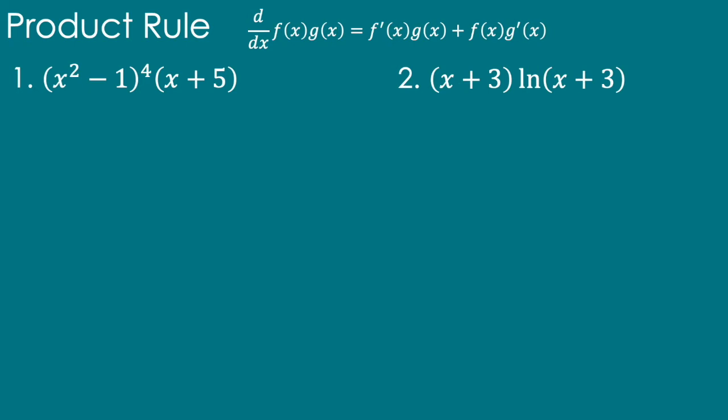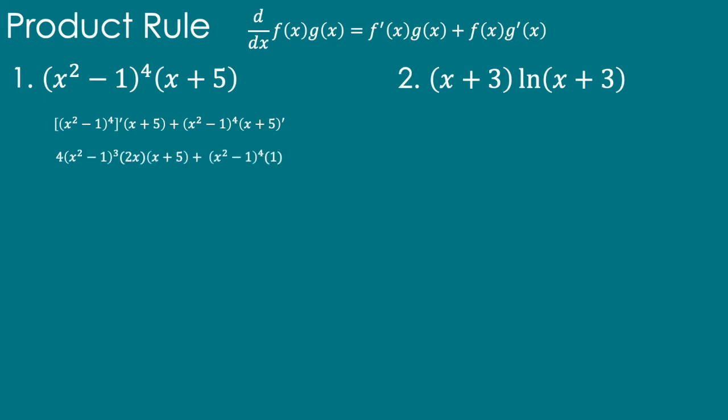All right, so product rule. Product rule is used whenever you have two products, so two things being multiplied times each other. And to take the derivative of that, you have to multiply the derivative of one thing times the other thing, and then add the opposite of that. So let's illustrate that using the first example. So the first thing we'll take the derivative of is the x squared minus 1 to the power of 4. So we'll put a derivative sign on that, multiply times x plus 5, and then add the opposite where we put the derivative sign on the x plus 5.